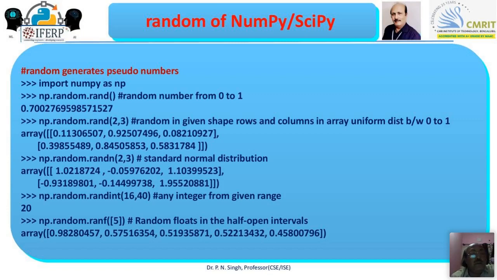Likewise, if you give some floating point values, floats in half of an interval, the first number here is near 98, but the rest of the numbers will be near half of that particular number. This way we can say that random numbers can be generated by NumPy, and it is also a built-in feature of Python by directly writing import random.